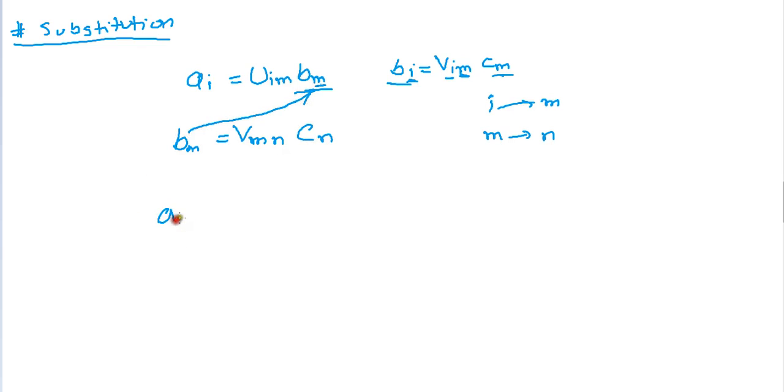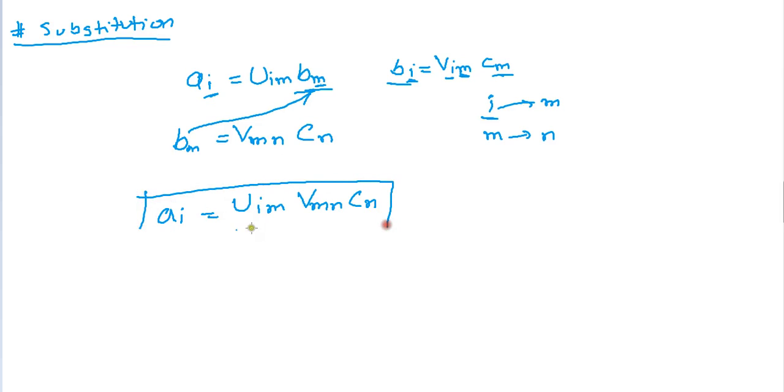So we can write here A_i equal to U_im B_mn and C_n. But we just changed from i to m and m to n only in the equation, not the free index. That's why i is the same as here. So substitution occurs like that. So this is all about substitution.